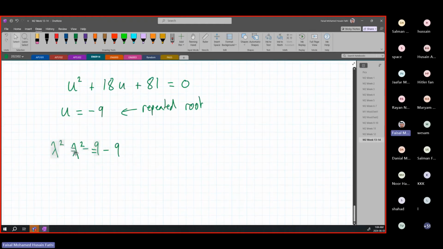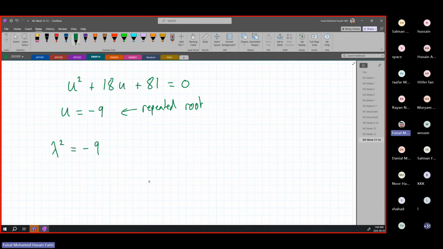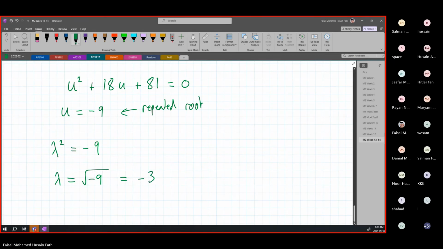So here, when we have lambda squared is equal to -9, if we want to solve this, we can directly solve it as the square root of -9, which is equal to plus or minus 3i. Why is it equal to plus and minus 3i? The reason is if you square plus or negative 3i, you are going to get the value of negative 9.